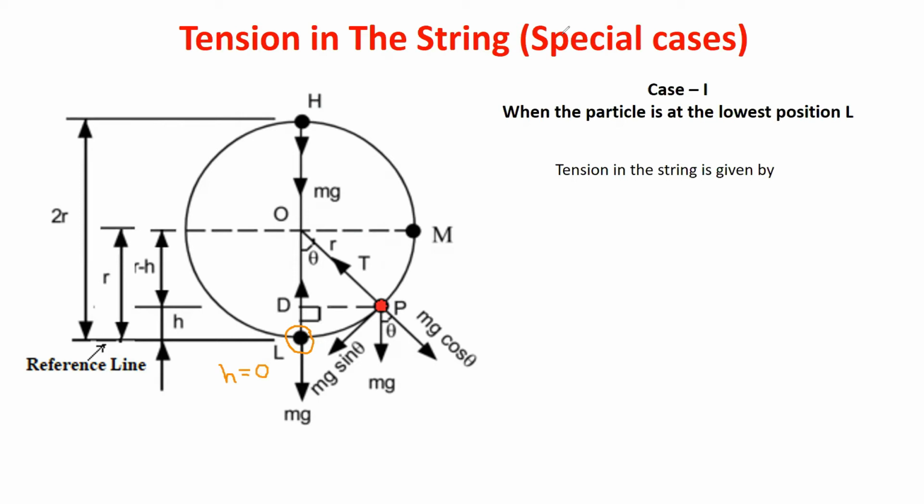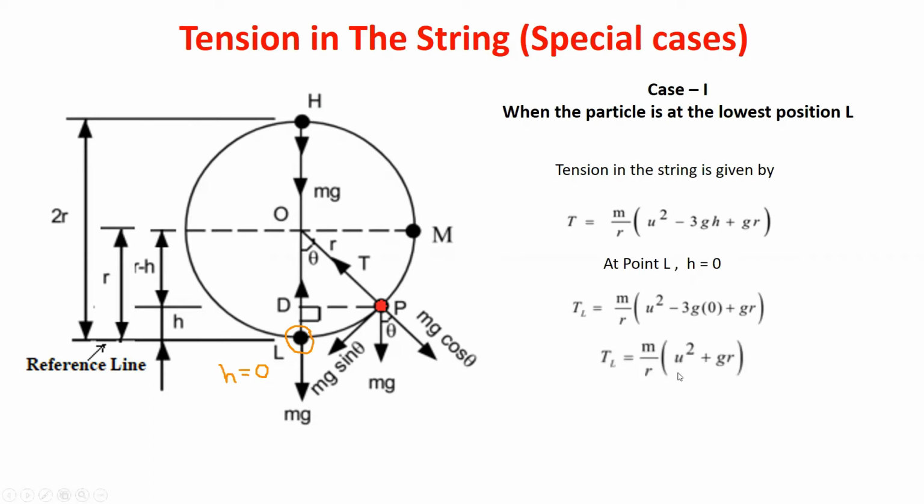So tension in the string we already proved: T is equal to m by r bracket u square minus 3gh plus gr bracket complete. And at point L, we already mentioned that h is equal to 0. Substitute h equal to 0 in the equation, and you will get the expression for tension at the lowermost point: TL is equal to m by r bracket u square plus gr bracket. Again, I'll suggest you write this equation because it is required for the further proof. Call it equation number 4.